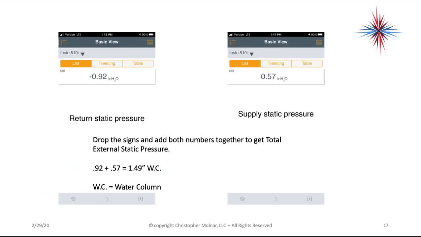The next thing we want to do is take our return and supply static pressures. When you're looking at static pressures, you want to drop the signs and add both numbers together to get the total external static pressure. So in this case, I have a negative 0.92 inch return static pressure. So we're going to take 0.92 and add our 0.57 supply static pressure, and I'm going to come up with 1.49 inches water column. That's our standard for static pressure readings. It's just a pressure in the ductwork. So the number we need to use is 1.49 in this case.